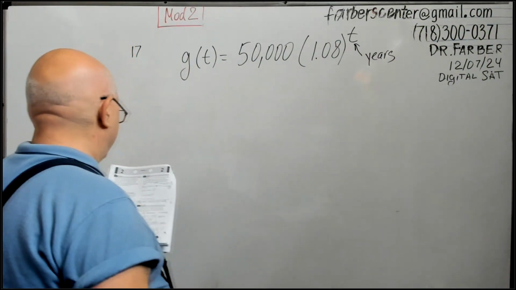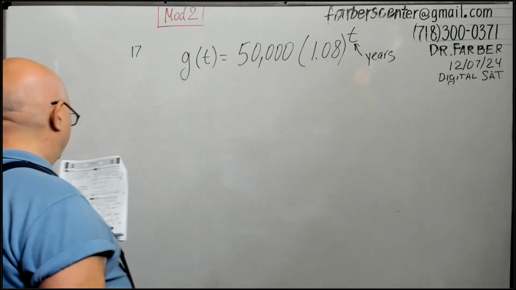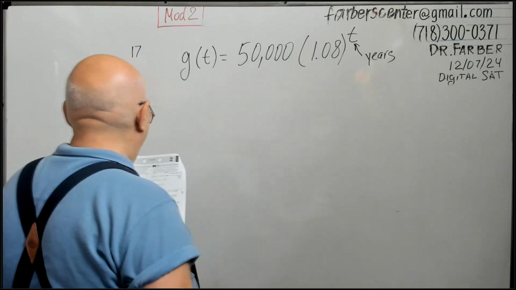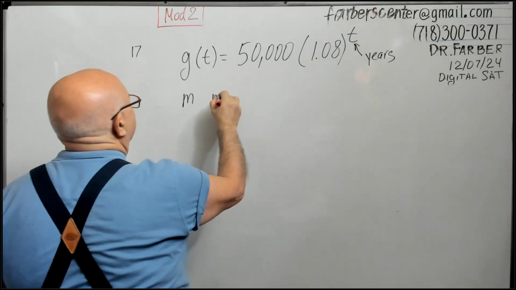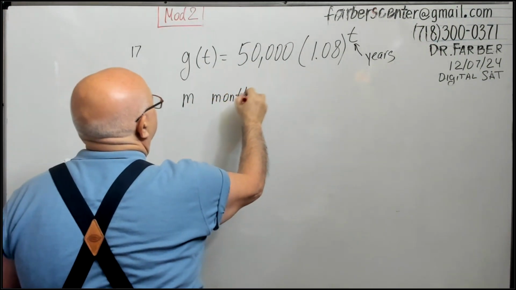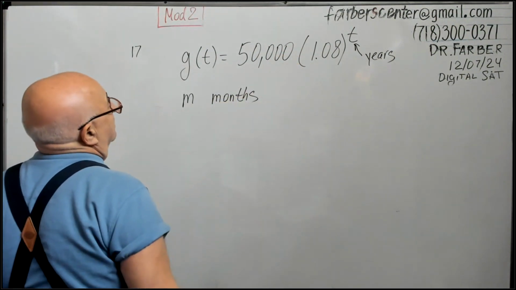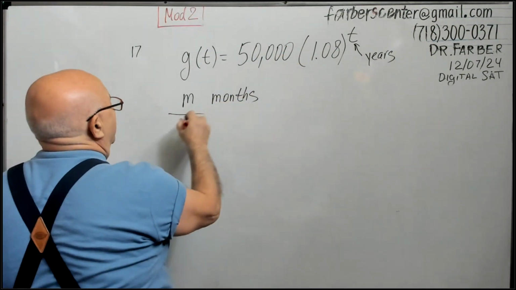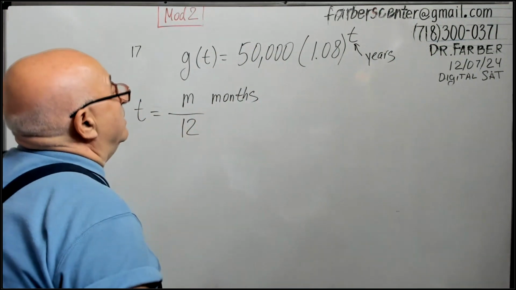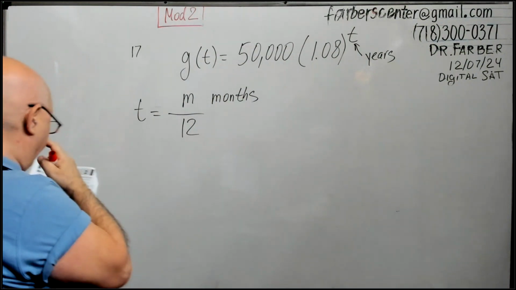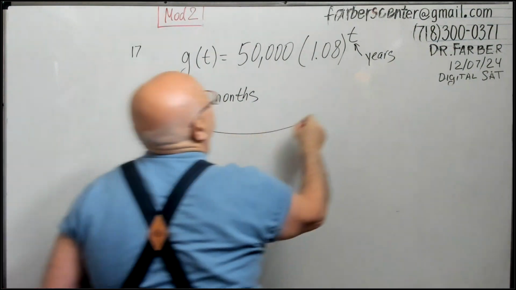And the question is, you have to convert this when you have m months. I need years. How do I convert months to years? Easy. If I divide by 12, I get t, because in 1 year we have 12 months. So we have m over 12, and you plug in here m over 12.